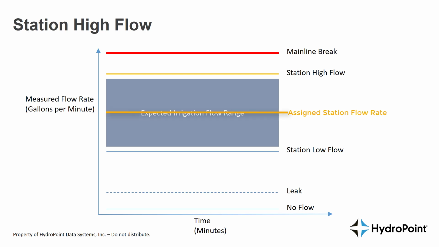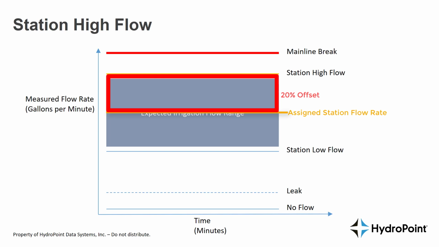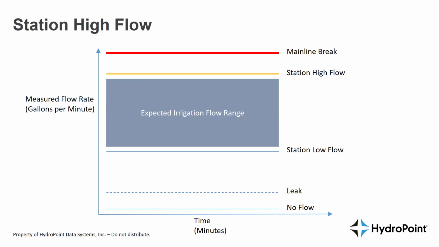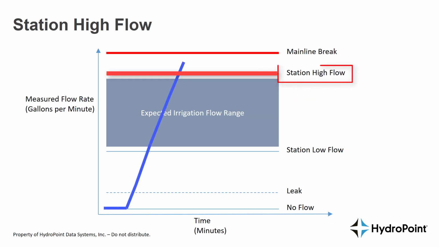Then with the station high flow offset, we buy a certain amount of room to account for natural fluctuations in volume and pressure. Then when your station begins to irrigate, we'll monitor the measured usage for that station, and if that usage ever exceeds the station high flow threshold, the station high flow alert will be raised, and that station will shut down and move on to the next station in sequence.